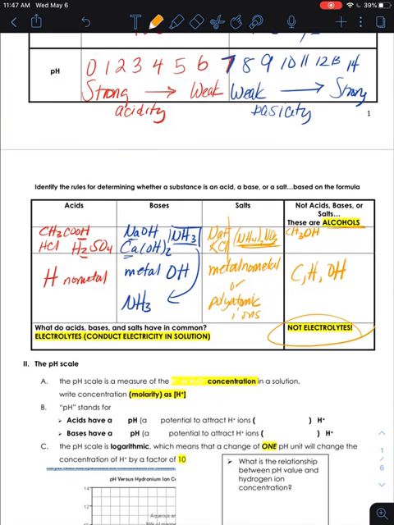Okay, so what do they all have in common? Electrolytes. And those that are not are considered non-electrolytes.